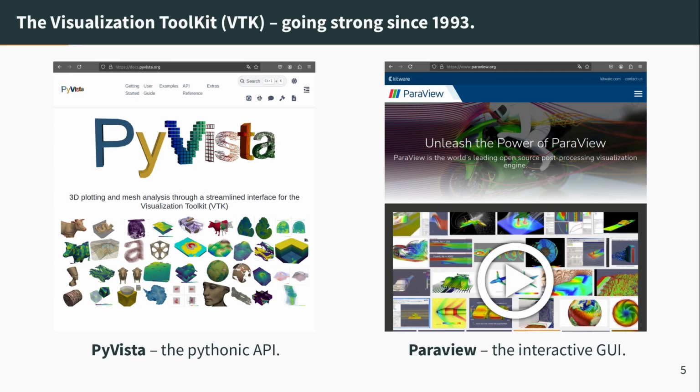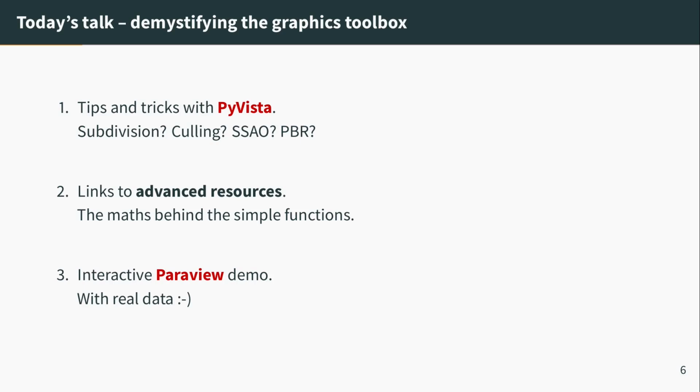So that's the thing. So today's talk is very much about demystifying the graphics toolbox, because even though you know that PyVista is a good library to use, you probably do not know what are the proper functions to call to get this or that effect. So for instance, if I talk about subdivision, culling, SSAO, or PBR, probably you don't know what I'm talking about. But each of those 4 terms is actually super useful.